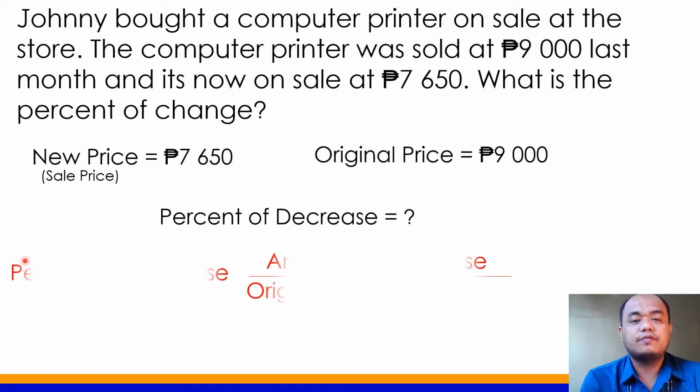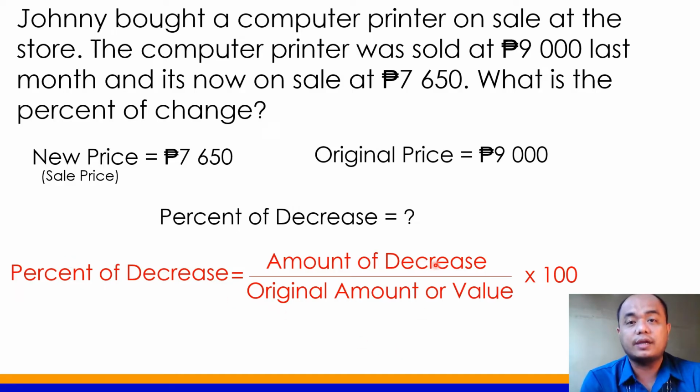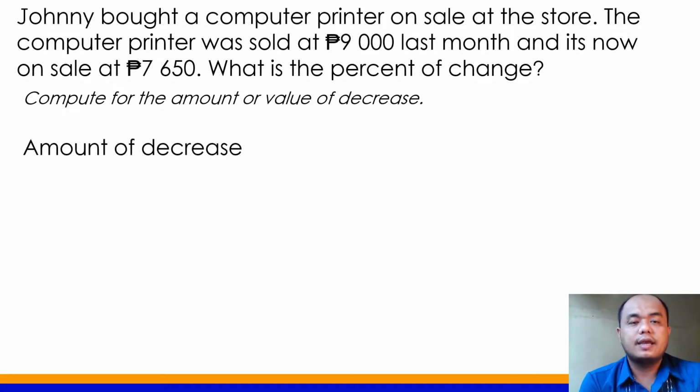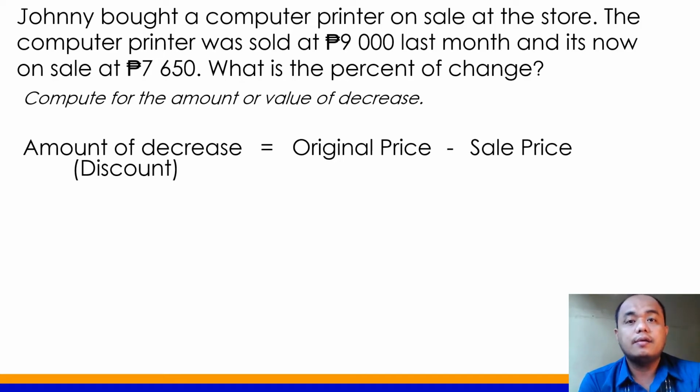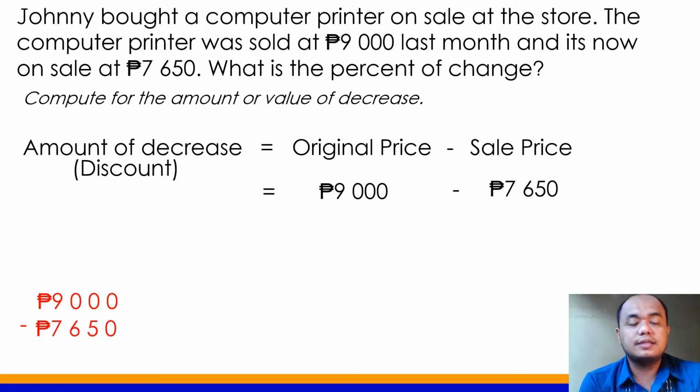So again, we will use this formula. Percent of decrease is equal to the amount of decrease divided by the original amount or value, and then multiply it by 100. Before we solve this problem, we will first find the amount of decrease. Can you still remember how to find the amount of decrease? Let us solve for the amount or value of decrease. The amount of decrease, class, we can also call the discount. The formula is the original price minus the sale price. What is our original price here? Yes, 9,000 pesos, and the sale price is 7,650 pesos. So let us now solve 9,000 minus 7,650 pesos.